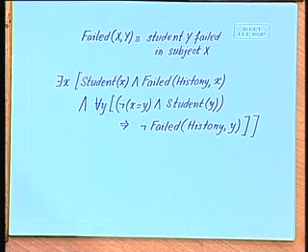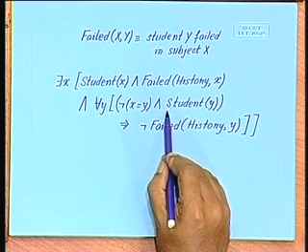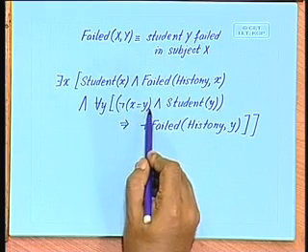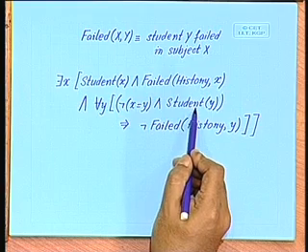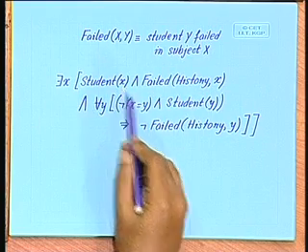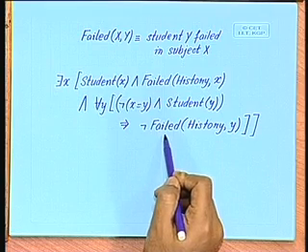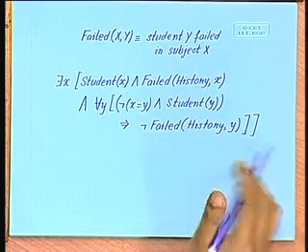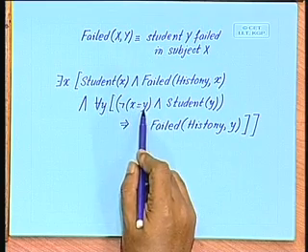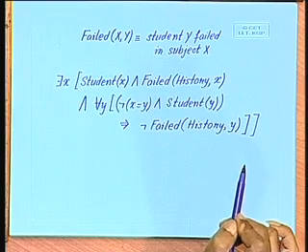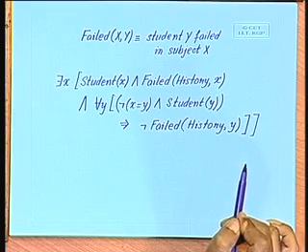Now let us see this once again. This tells us that for all y, x not equal to y and student y. So, if y is a student other than this x, then not failed history y, then y did not fail in history. So, if y is a student other than x, then y did not fail in history. Is this all right?